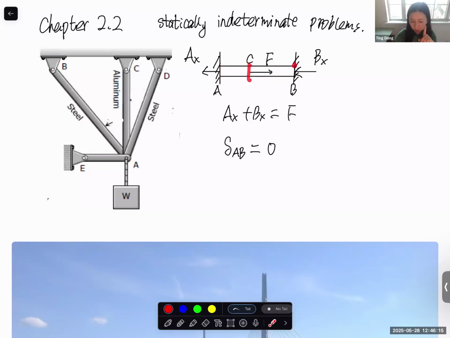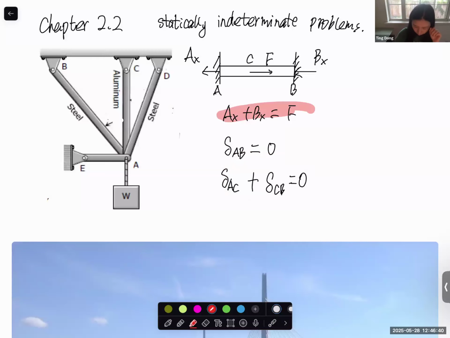And in the CB section, it should be contraction, compressive. So now we can use the equation we learned in the previous class: how to write the elongation in the AC section, how to write the contraction in the CB section, FL over EA, and then the total should be 0. So now we have two equations. One is from statics, one from the deformation we learned in chapter 2.1.